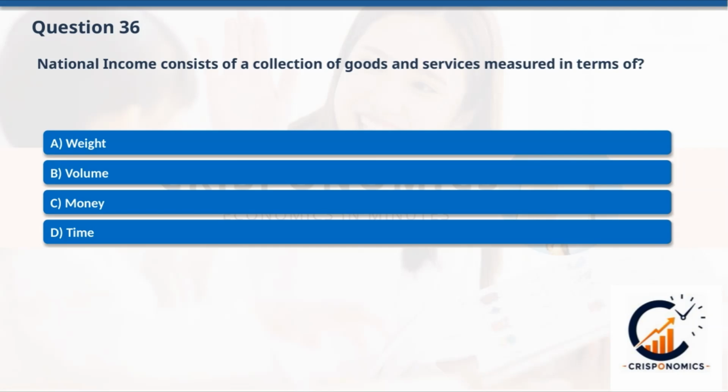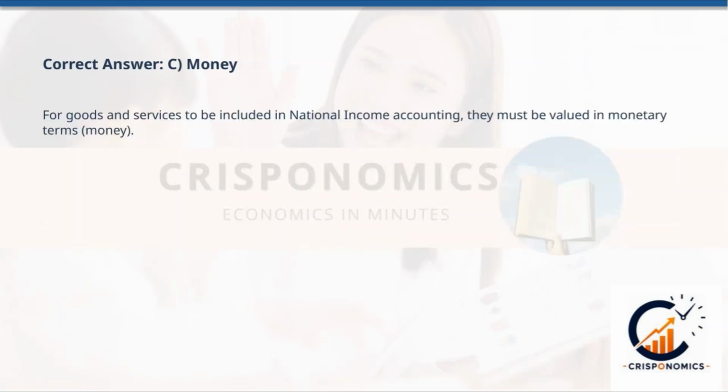This lets us compare and understand economic activity in a way that physical measures like weight or volume just can't capture. Money gives us a common language for value. When we talk about national income accounting, there's a key rule to keep in mind. Only goods and services that can be measured in money are included. That means everything has to have a clear monetary value, no exceptions. This makes sense because money is the common language that allows us to add up the value of diverse things and get a meaningful total. So, the answer here is money.